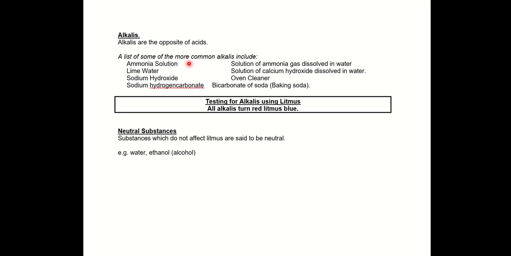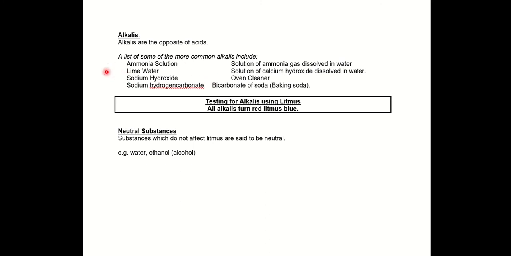Other examples of alkalis would be things like ammonia solution, and that's quite often used as a cleaner. So if you have any Brasso at home or certain floor cleaners, they'll contain ammonia. Lime water is also an alkali, and that's what we use to test for carbon dioxide. And baking soda, if you dissolve it in water, a solution of that is slightly alkaline as well. So there's our common alkalis.